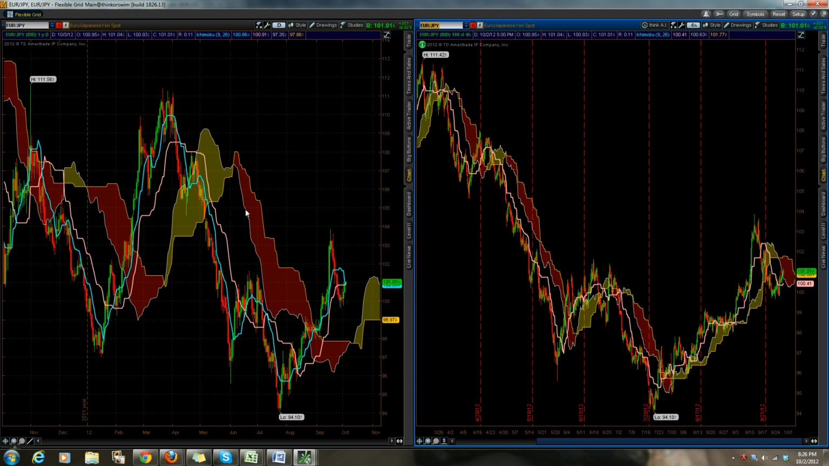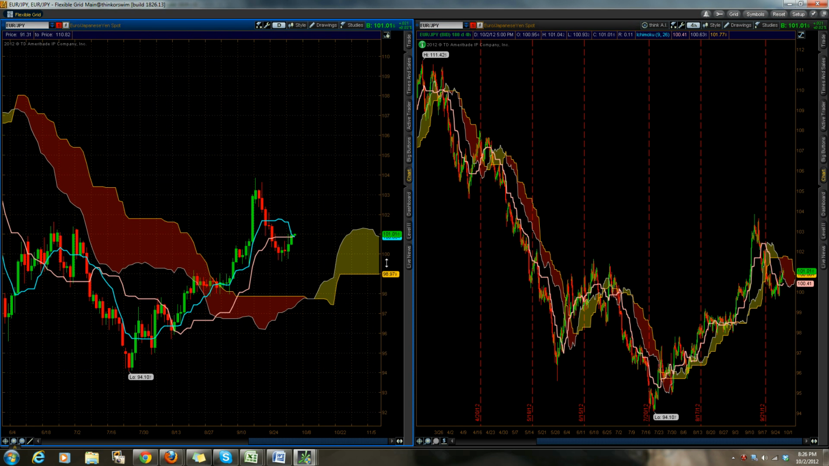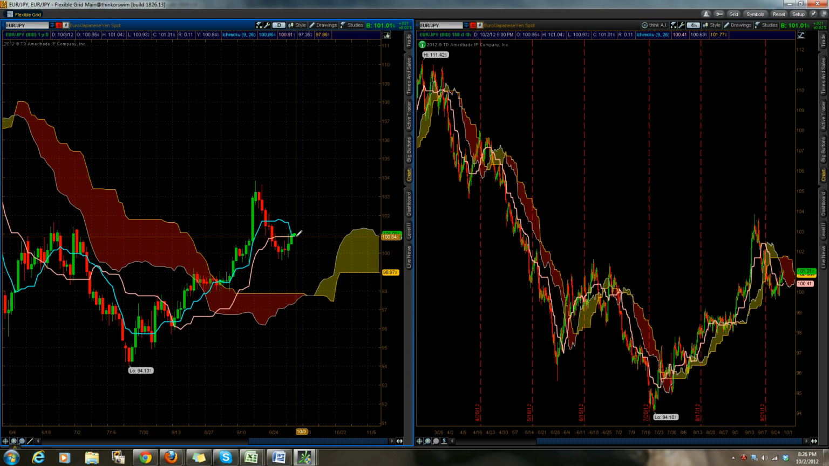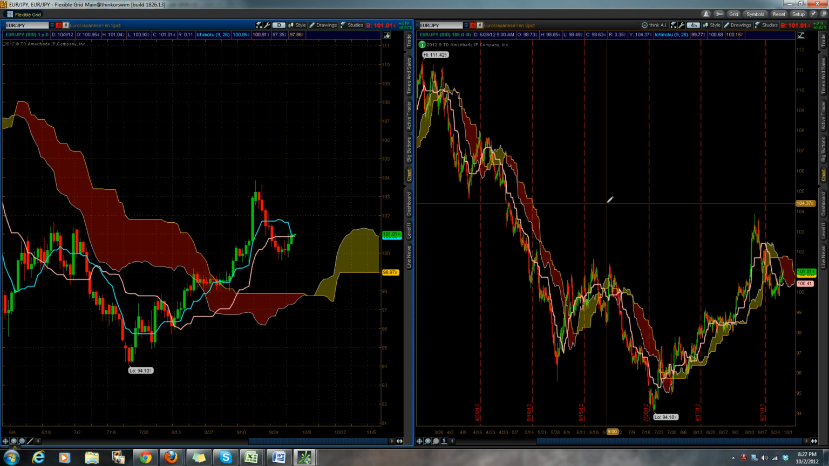Euro yen. Right now we have Euro yen supported by the Kijun and Tenkan on a daily chart at 100.86. Tenkan looks really set to cross below the Kijun. However, if we do get a rise in the euro against the yen, we could look for that to become flat. I'm talking about the Tenkan and Kijun on a daily time frame.